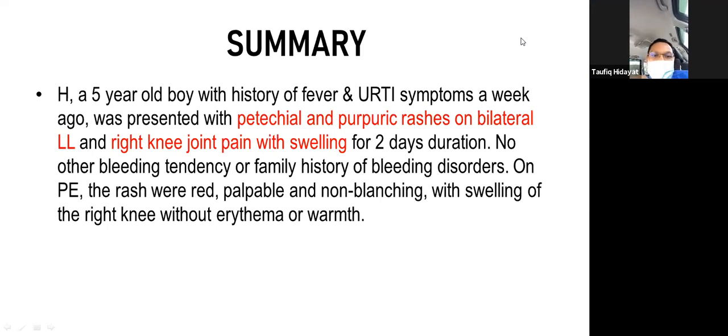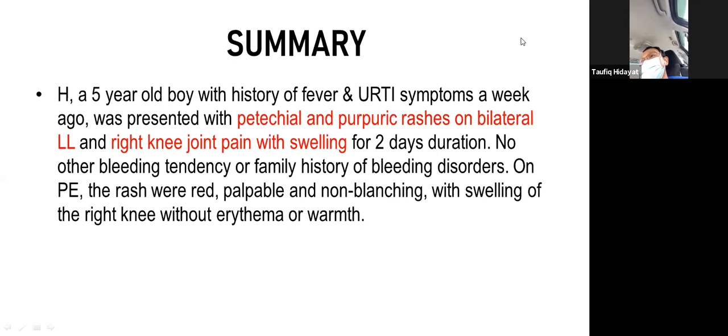Swelling of the right knee. Okay, so it is the next step. Two or four criteria, we have a case of HSP. HSP is a diagnosis mainly clinical, by these criteria.